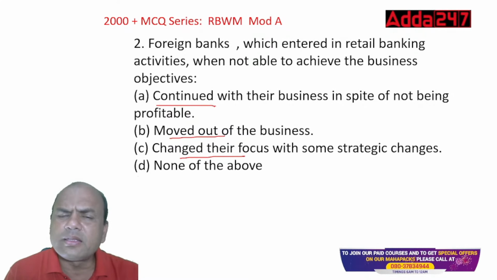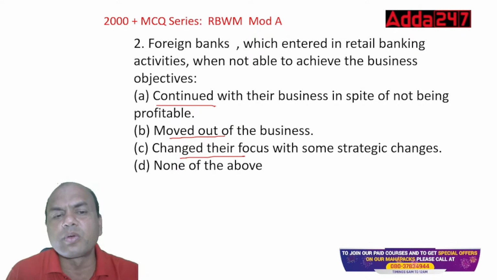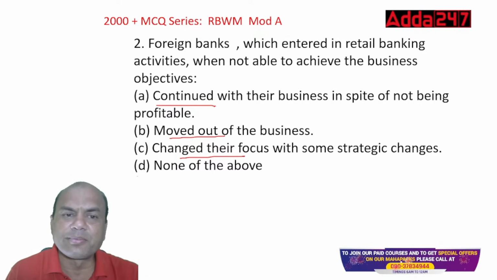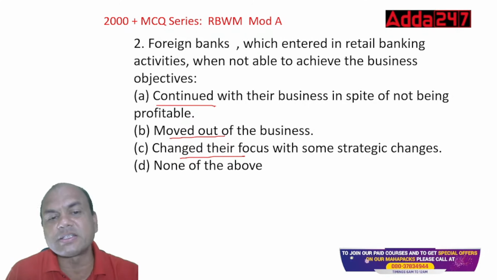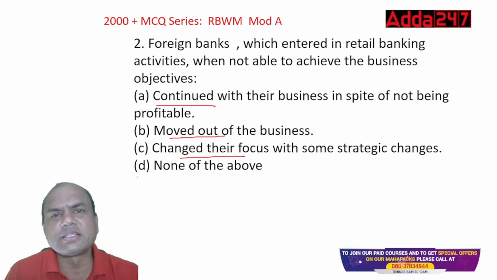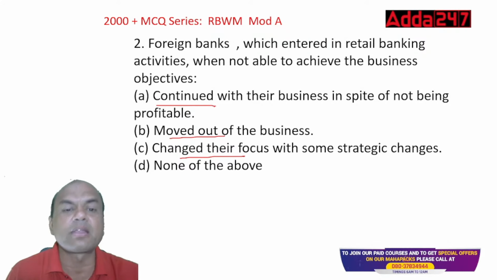By doing anything and everything, if they are not able to do it, what will they simply do? Continue, move out, change their focus. Here, change their focus means what? They have already changed their focus. They have tried everything. Changing this, changing that, offering some new products, offering some insurance with the savings account, everything. All these gimmicks they have tried, but nothing is working.